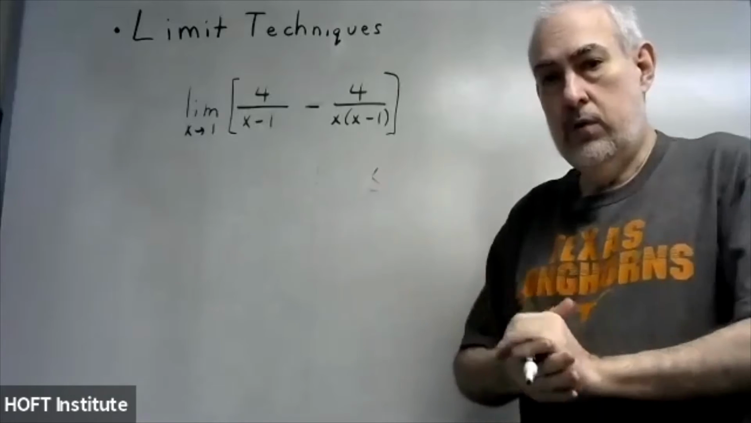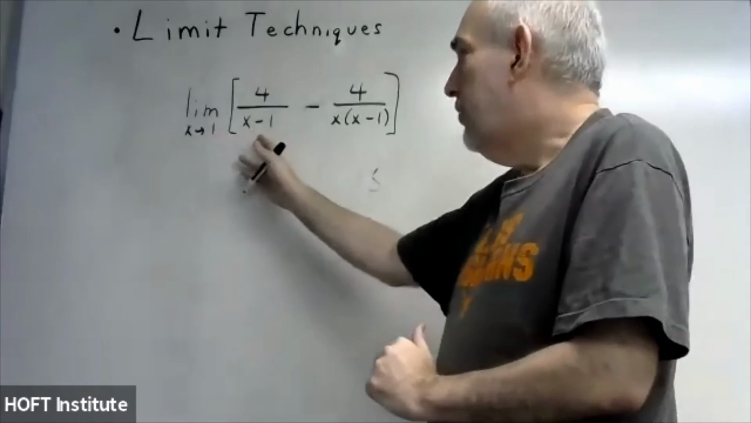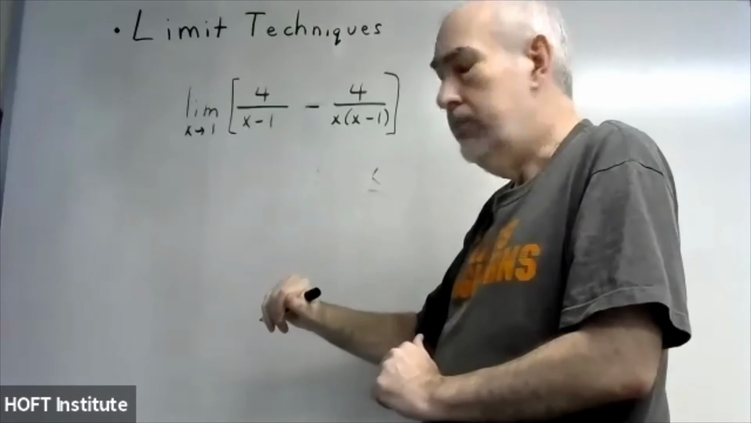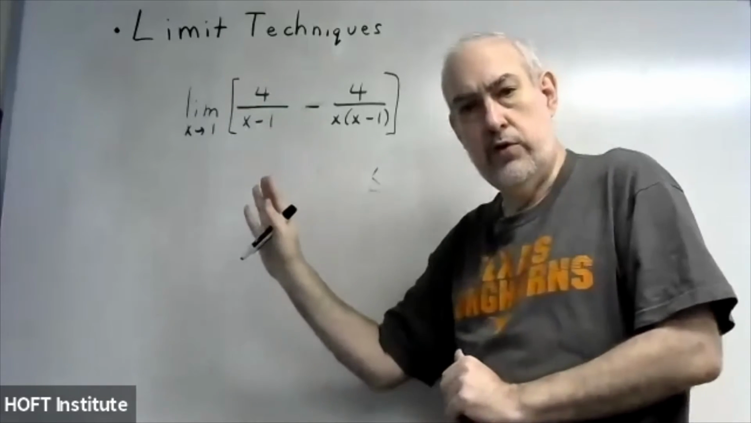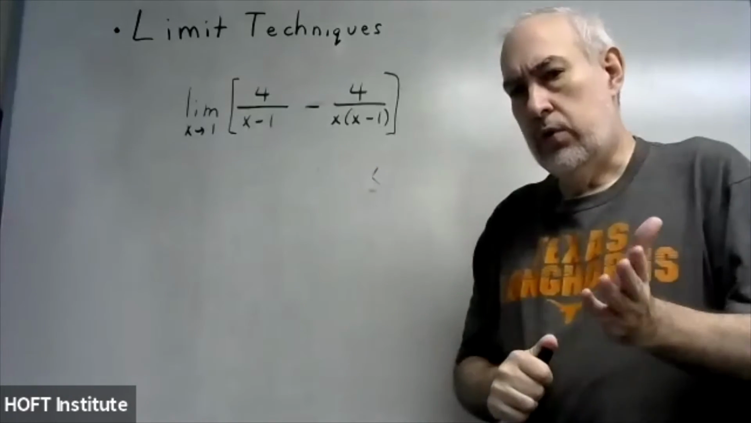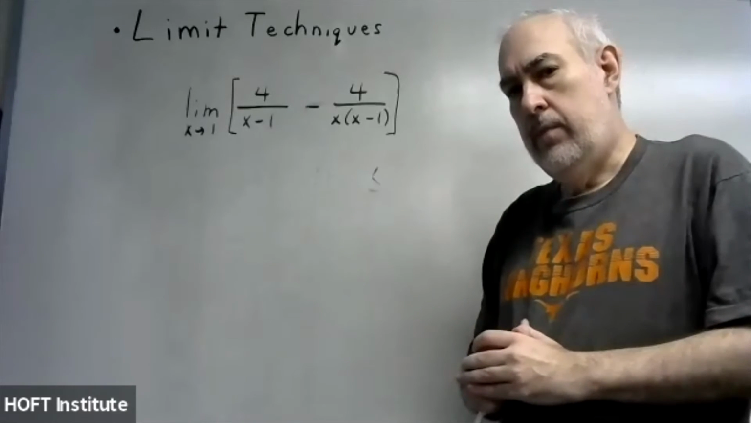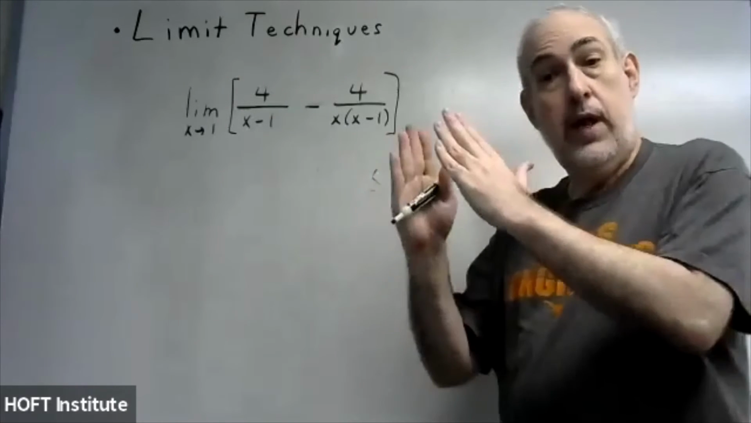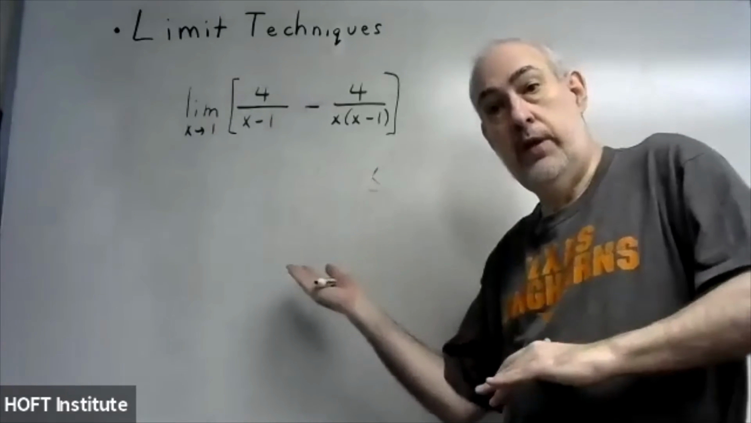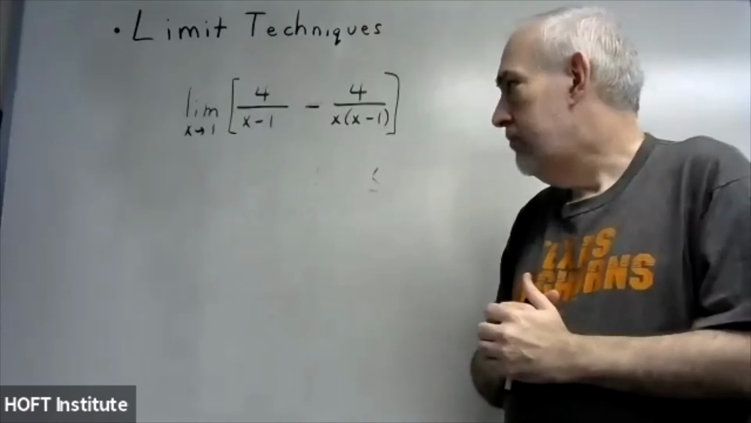Okay, so let's look at this problem. If x approaches 1, we would have 4 over 0. Okay, that's weird because we can't have division by 0. It breaks one of our limit laws. But I told you earlier that when you have something that approaches a constant over 0, that's because it's at a vertical asymptote of the graph. And so this might be approaching plus infinity or minus infinity, depending on which side of the graph you're approaching.